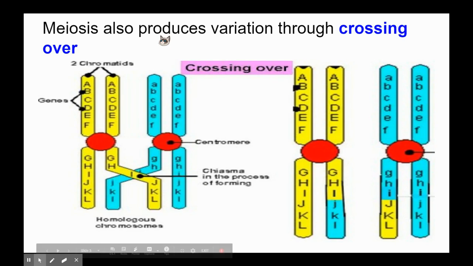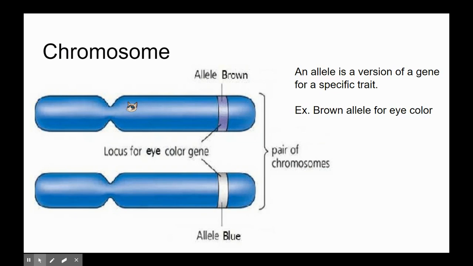So meiosis also produces variation through crossing over. Crossing over is whenever two homologous chromosomes, so remember they share the same traits, okay, for example, if this chromosome had the gene for eye color, this one would also have the gene for eye color. Now, they trade pieces back and forth, and the resulting mixture is going to end up being four different chromosomes, right? Whereas you started off with just two different ones.